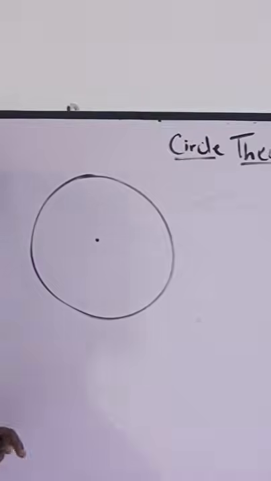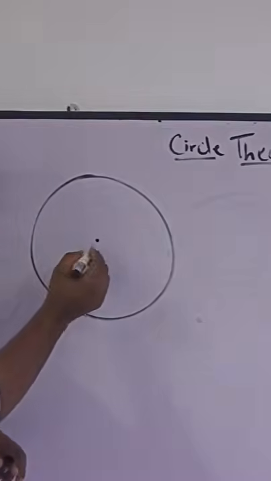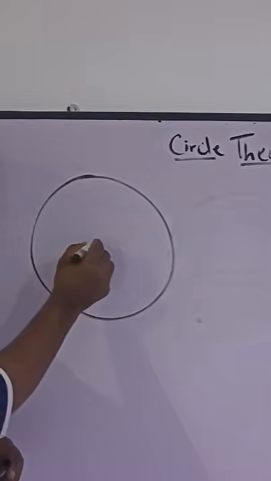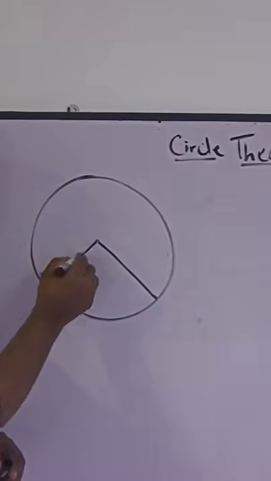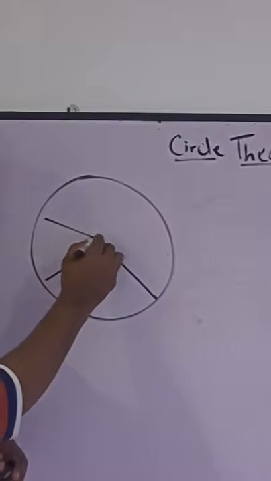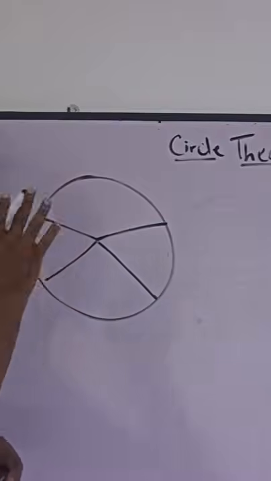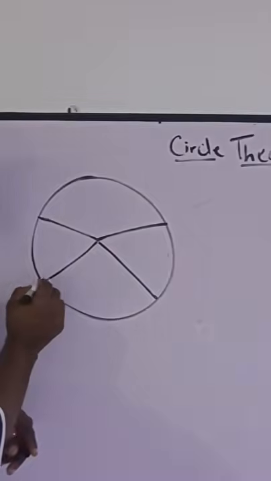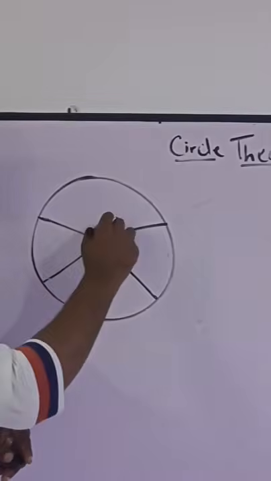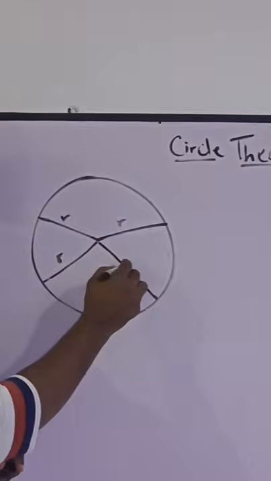So we said the radius is any line that comes from the center of the circle and touches any part of the circumference. Alright? It could be this way, it could be this way, it could be this way. And each of these lines are the same length because they come from the center and they touch any part of the circumference. So all of these lines are known as the radius.